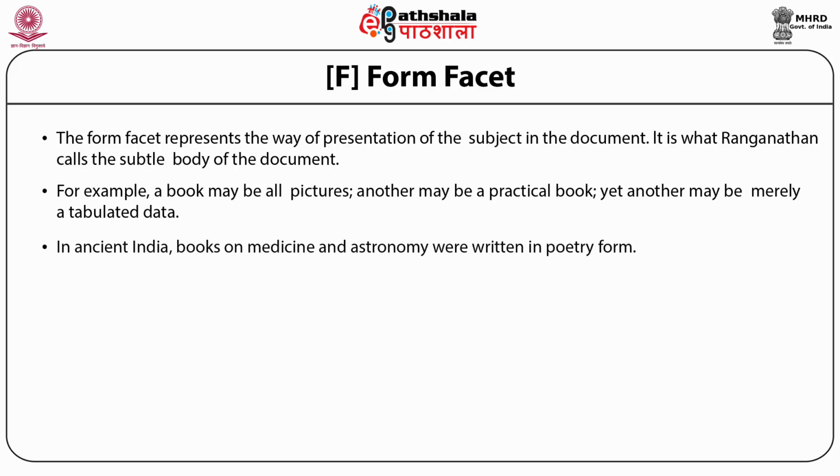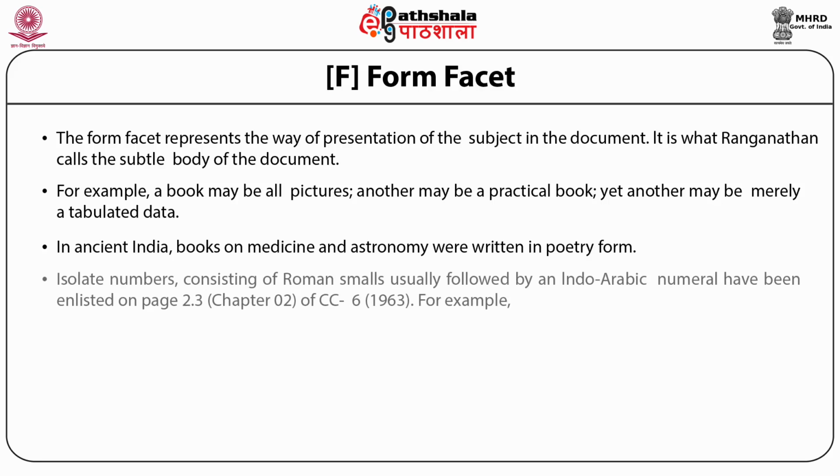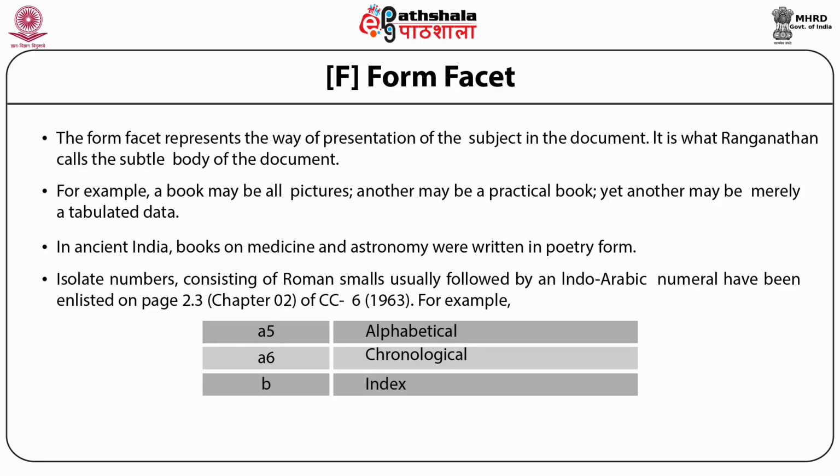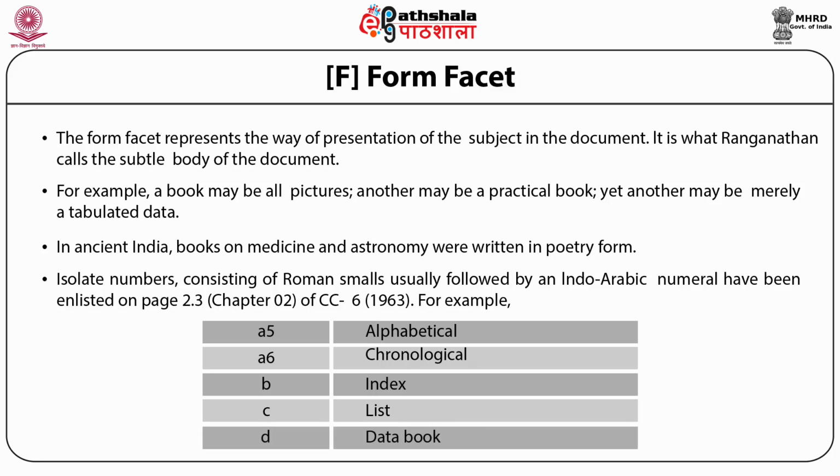In ancient India, books on medicine and astronomy were written in poetry form. So these were the forms of the documents. Isolate numbers consisting of Roman smalls, usually followed by Indo-Arabic numerals, have been enlisted on page 2.3, chapter 02 of the 6th edition of the Colon Classification. An excerpt is given here. For example, in the form facet, A5 is alphabetical arrangement of the book, A6 is chronological, B if it is the index, C simply a list, and D if it is a data book, and so on.